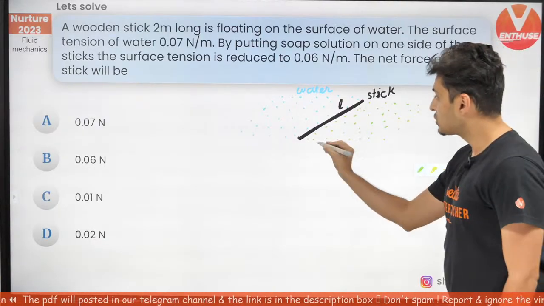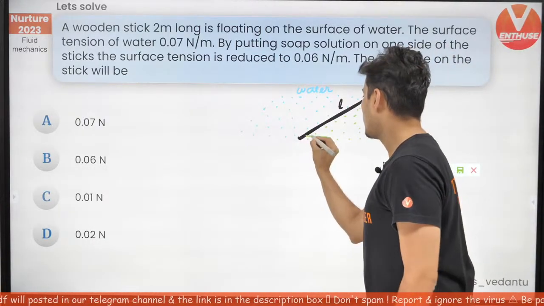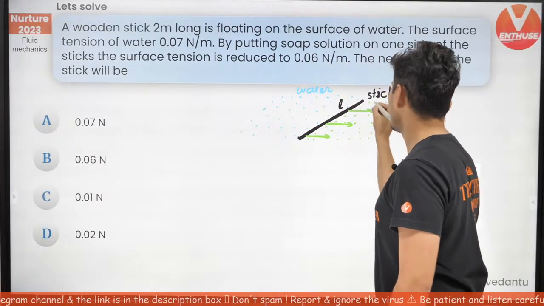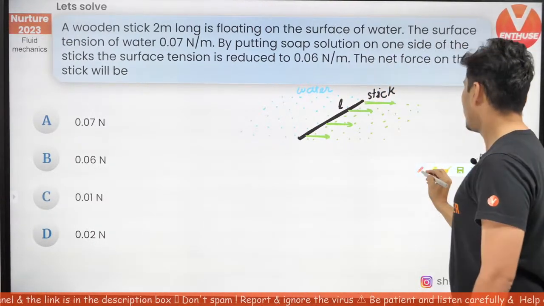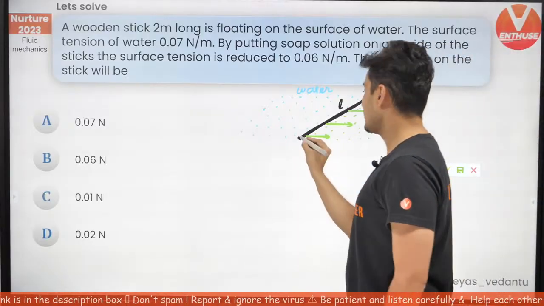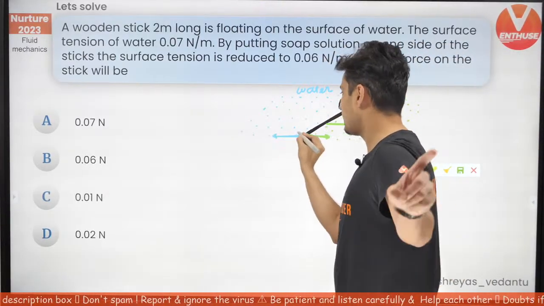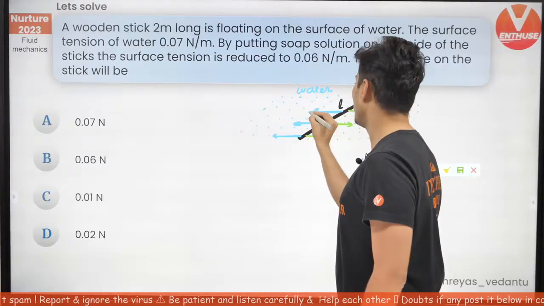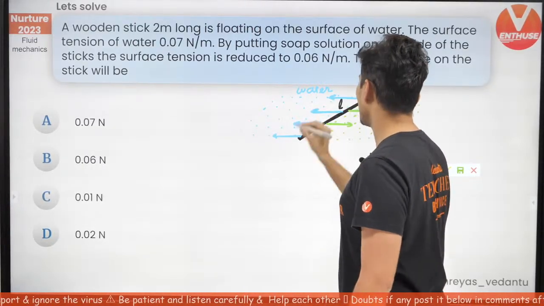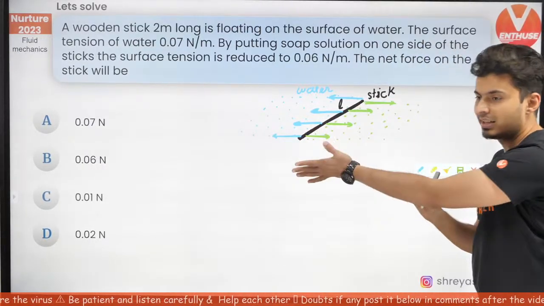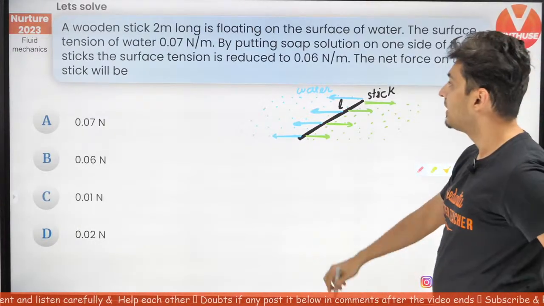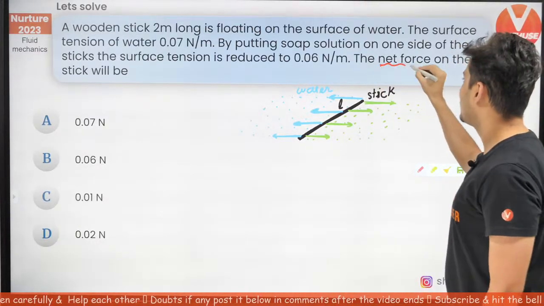Visualize this. The soap solution will apply a force this way on the length of the liquid, correct? Whereas the water surface will try to contract its surface this way by pulling it this side, correct? So there is a tug of war. Do you see that there is a tug of war between water and soap? Can you see that, my warriors? So the question is, what is the net force?